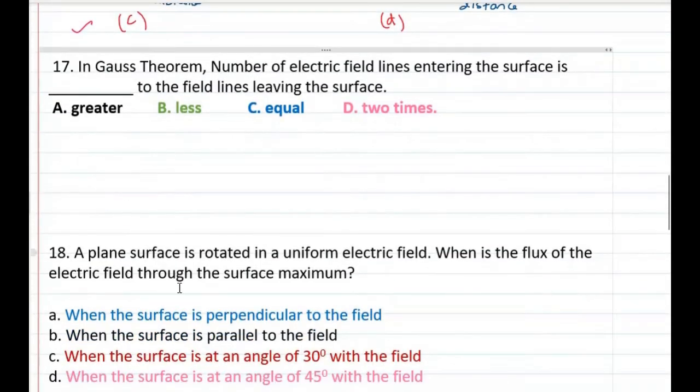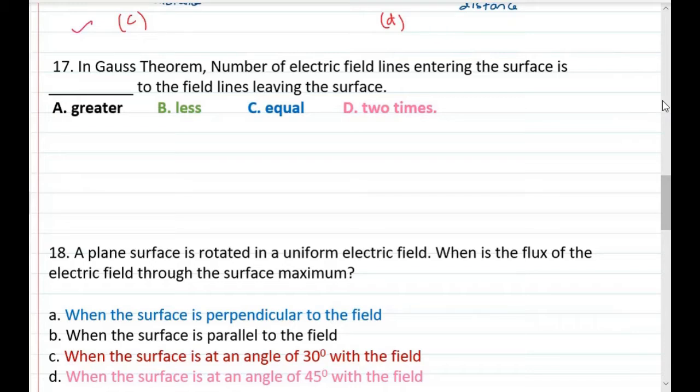In Gauss theorem, number of electric field lines entering the surface, as I told you, will be equal to the field lines leaving the surface. So if this is a closed surface, the electric field lines entering the surface will be equal to the electric field lines leaving the surface. So entering will be equal to leaving for any Gaussian surface. So the answer is equal.